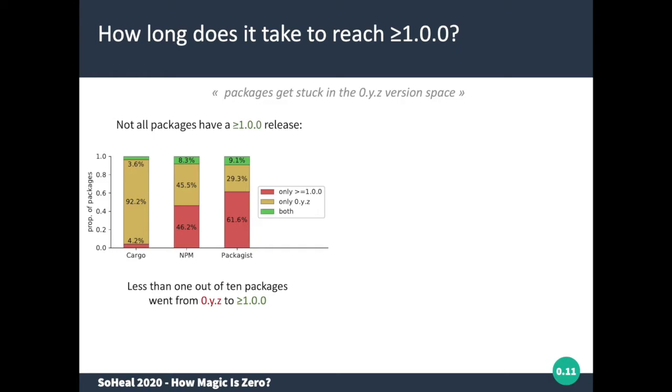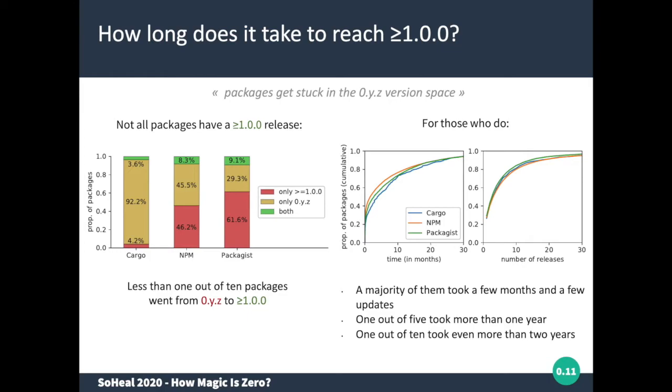For these packages that actually did the migration from 0 to a higher version, we looked at how long it took them to reach this higher major version number. These graphs show it. The left one is showing it in terms of time a package needs to migrate to a version higher than 0, and the second picture shows this in terms of the number of releases required to do this. What we see is that on average, it takes a couple of months and a few updates to be able to get out of the 0 version space. But for many packages, it takes even much longer.